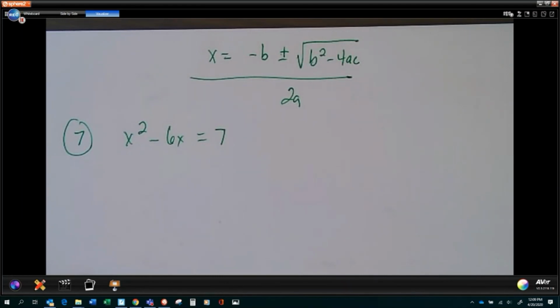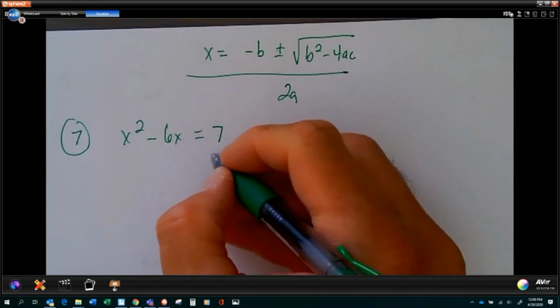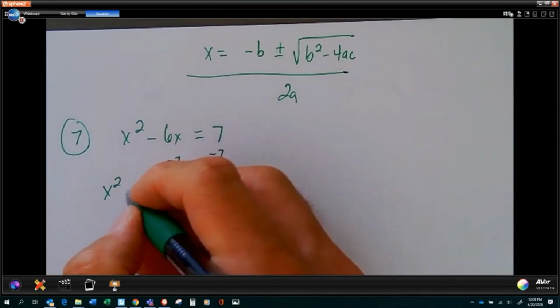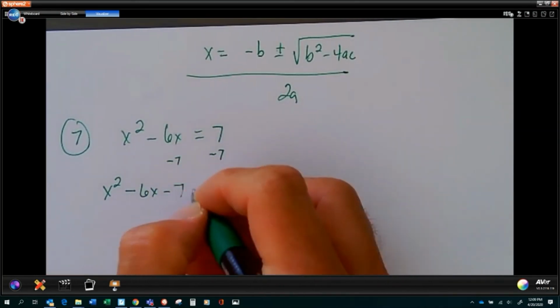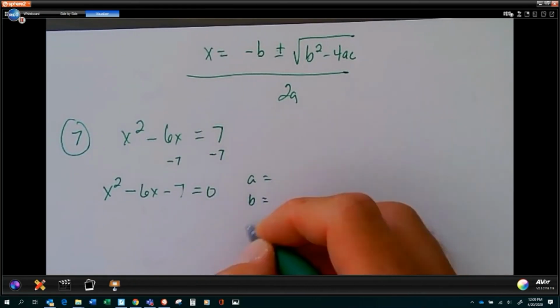And now for our last one, our last example. Again, we don't have everything on the left or right side of the equation, so my first step is to subtract 7 from both sides, getting x squared minus 6x minus 7 equals 0. Identifying my A, B, and C.